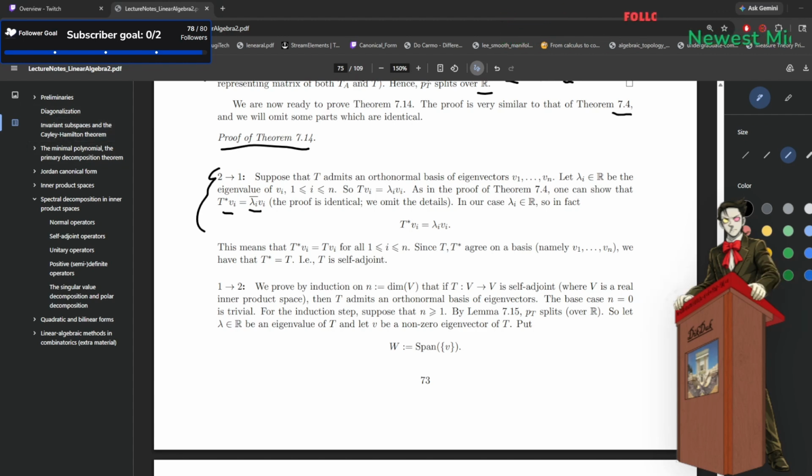Continuing. We omit the details. In our case, lambda i is a real number. So in fact, T star vi is equal to lambda i vi.